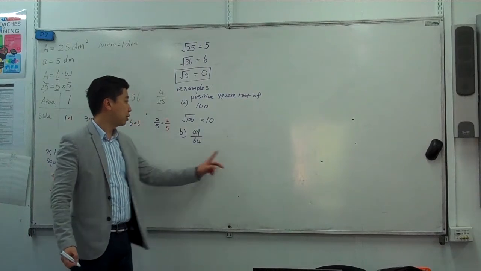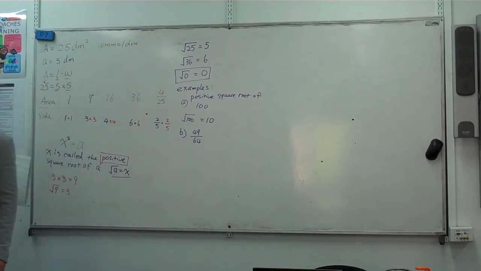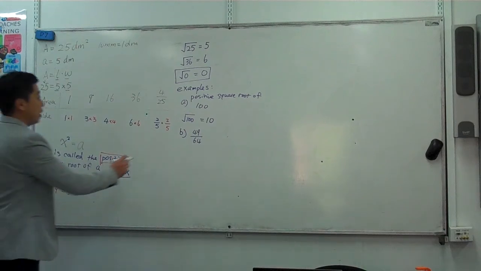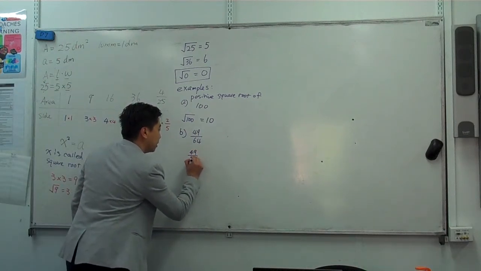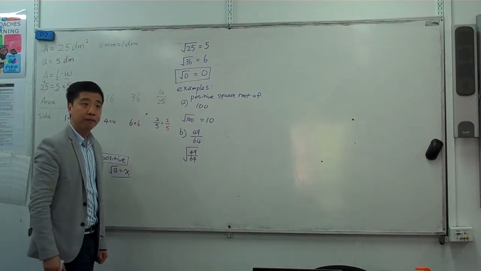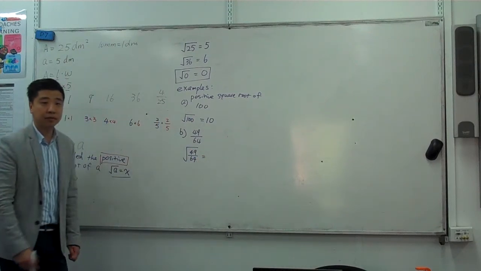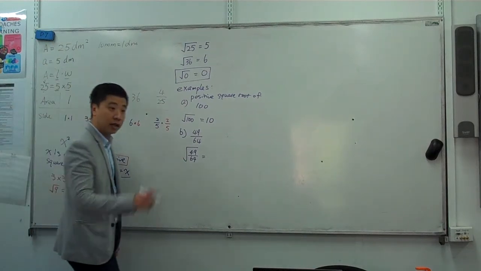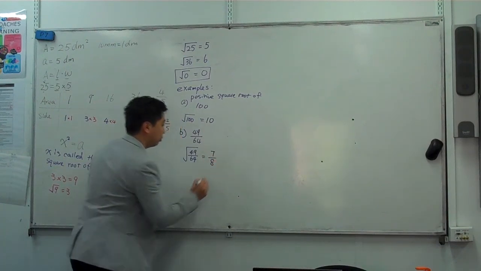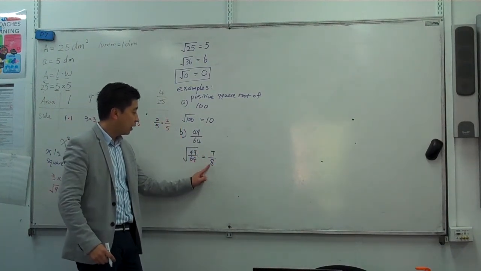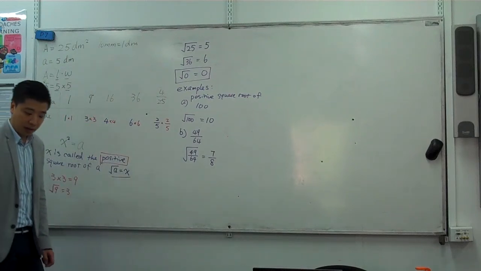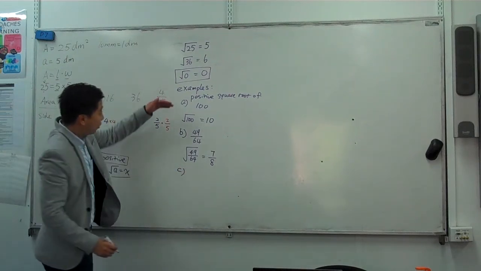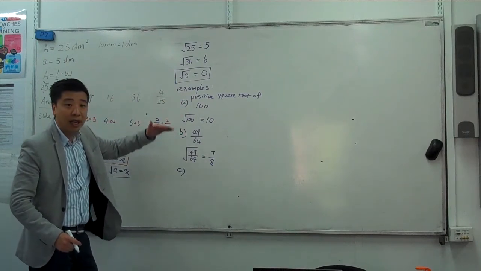Find the positive square root of 49 over 64. Alright, so for this question we have to write 49 over 64 and then the square root sign. Okay, equals. The answer is? 7 over 8. Good, because 7 times 7 is 49, 8 times 8 is 64. Good. Now, next one. Now we dealt with the integers and fractions, and we have a look at the decimal.